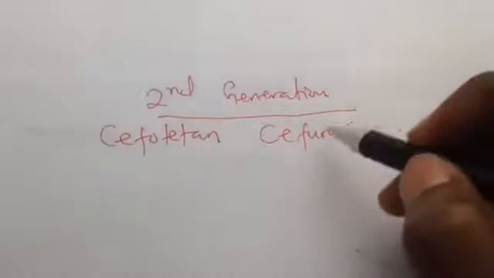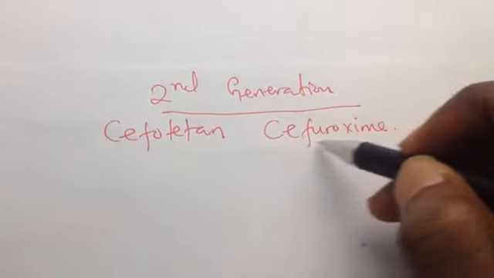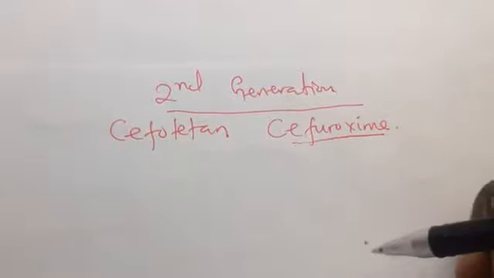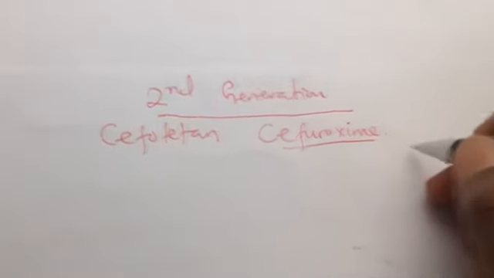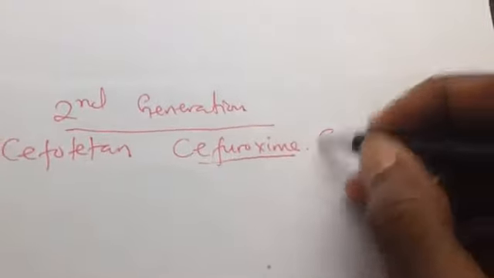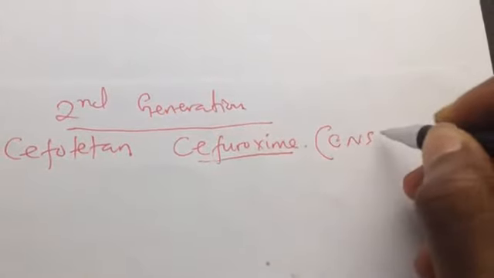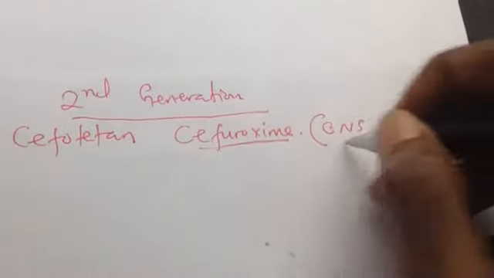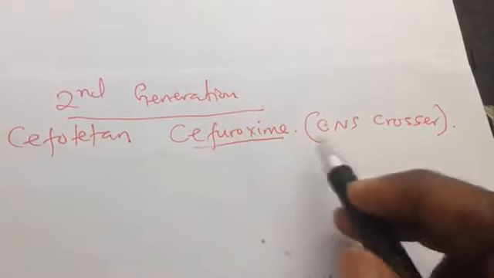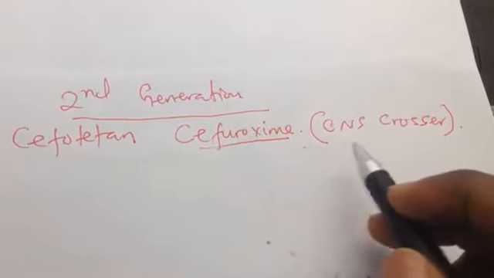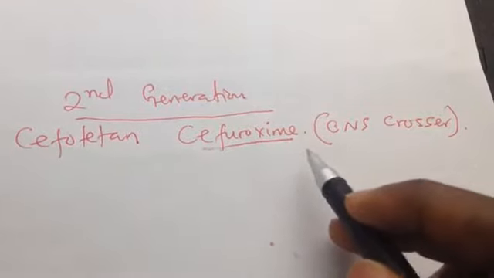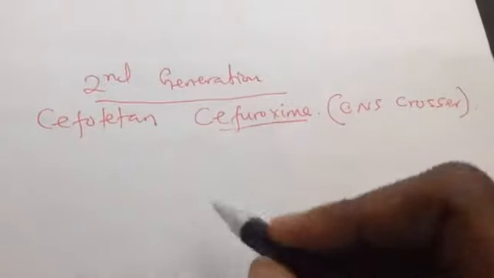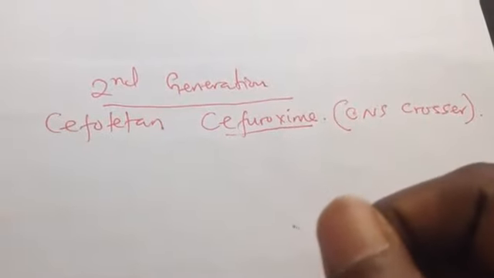Something which is very special about this cefuroxime is that it is the only drug in the second generation cephalosporin that can cross into the central nervous system. CNS crosser. So we have to know this point, because this can come out in an examination, for example, objectives. So we have the third generation cephalosporins.